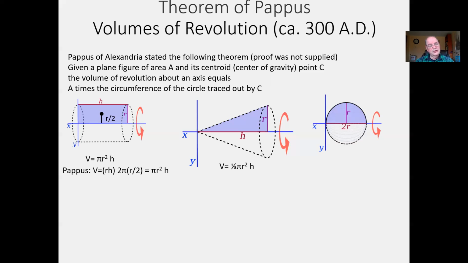Let's see how Pappas's formula works out to reproduce this formula. We need to find the center of gravity. Remember, we know how to do that. We take the medians, that is from the vertex to the middle of the opposite side.